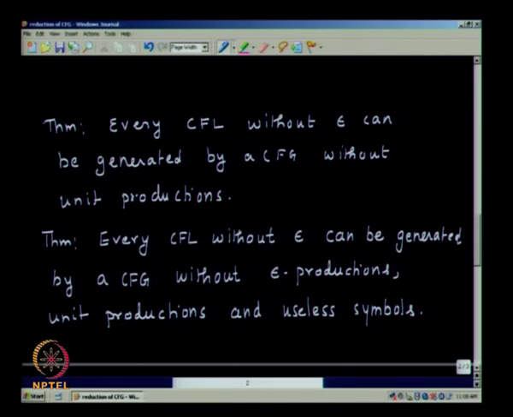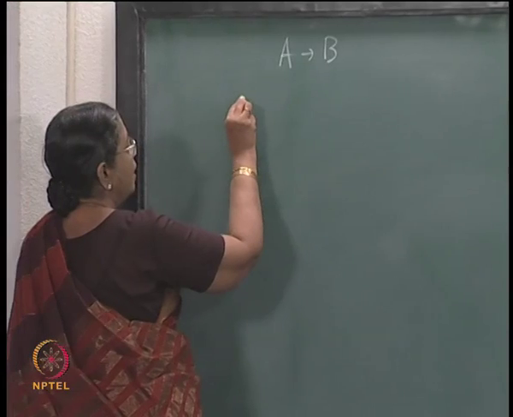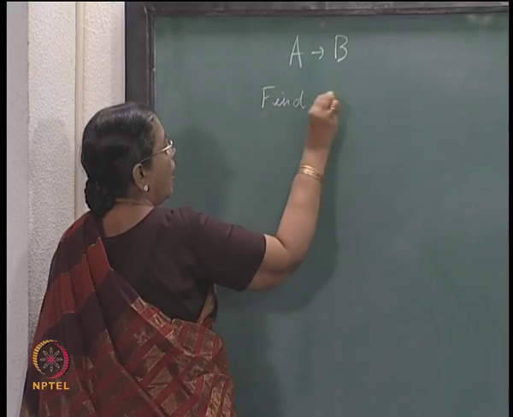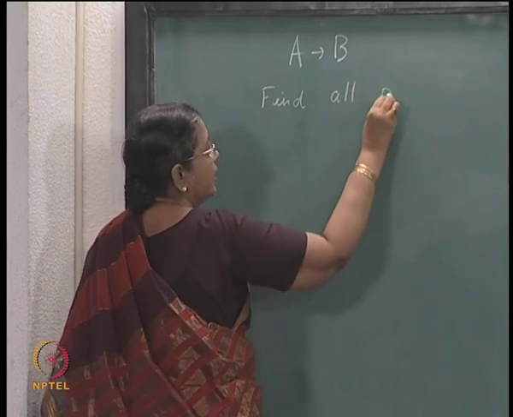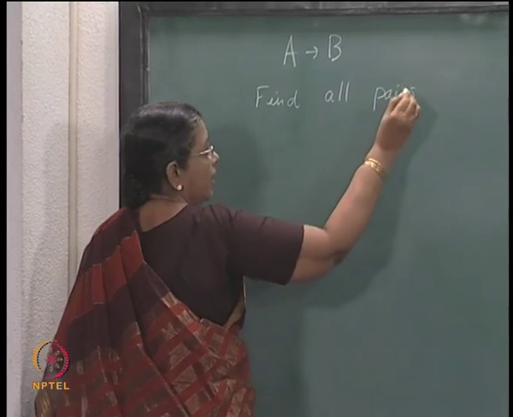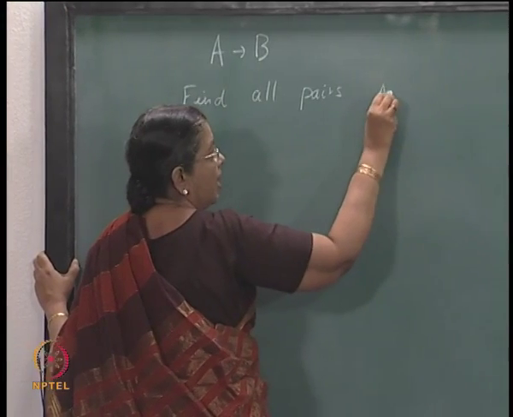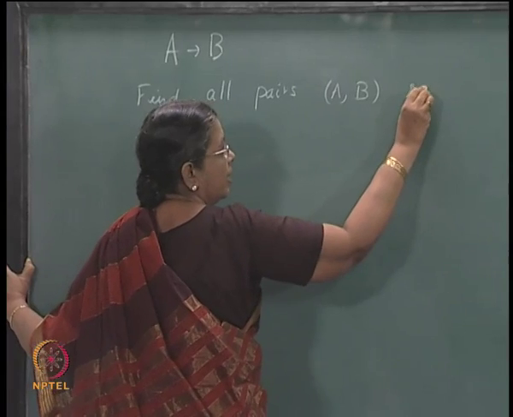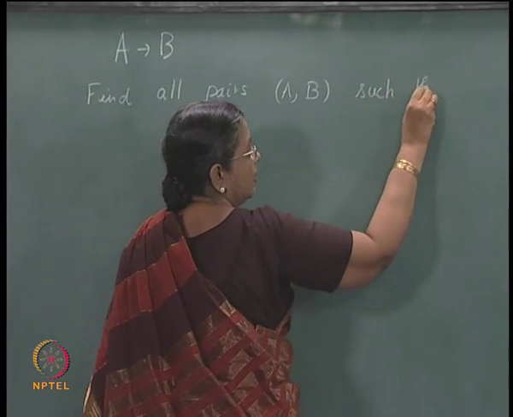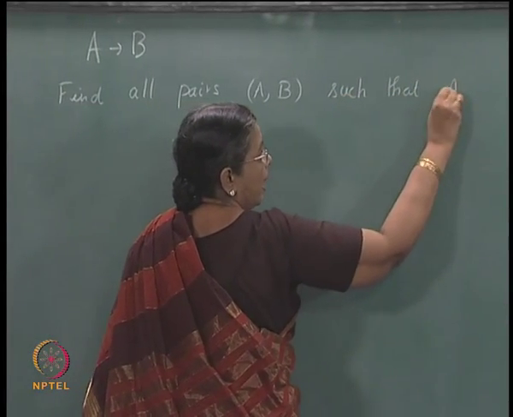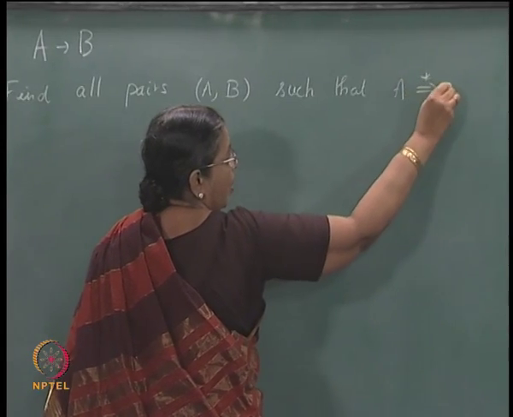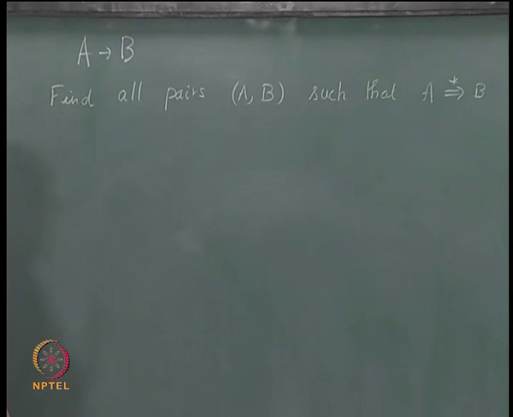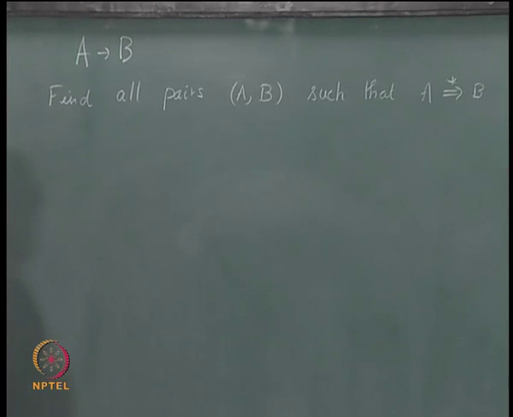First of all, you must find all pairs A, B such that from A you can go to B. It need not be in one step, but in many steps.